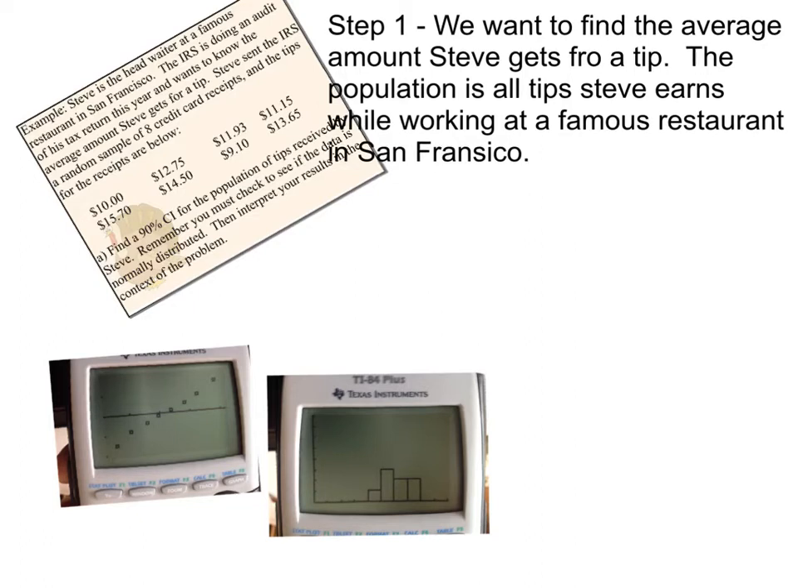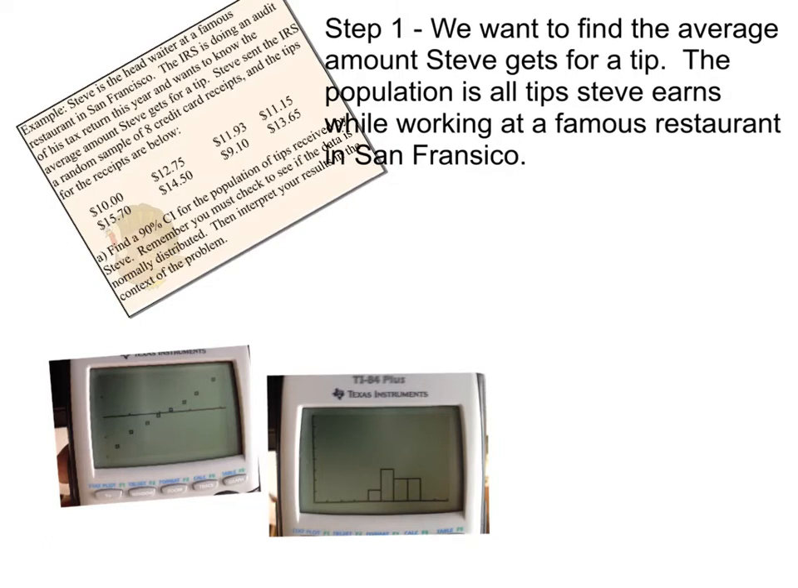A. Find a 90% confidence interval for the population of tips received by Steve. Remember, you must check to see if the data is normally distributed, then interpret your results in the context of the problem. Step 1. State the problem and your population. We want to find the average amount Steve gets for a tip. The population is all tips Steve earns while working at a famous restaurant in San Francisco.